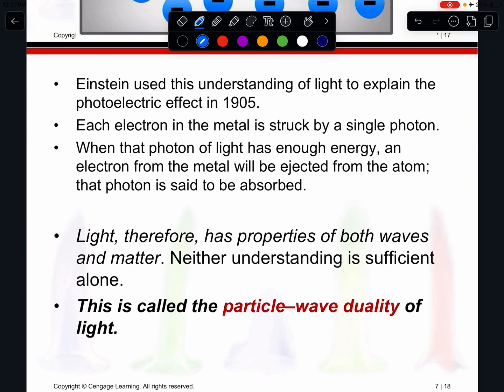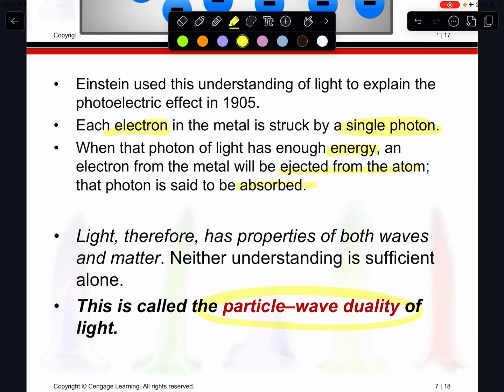Now from this, Einstein used this understanding of light to explain the photoelectric effect, and that was in 1905. Again, you don't have to memorize dates here, but it just puts it into perspective. And he learned that each electron is struck by a single photon, and remember, we can think of it as an energy beam from the sun. And when that photon of light has enough energy, the electron from the metal will be ejected from the atom, and that photon is said to be absorbed by that metal.